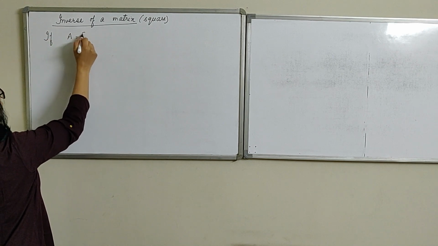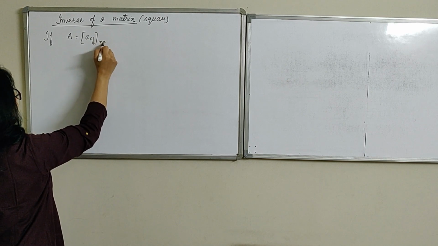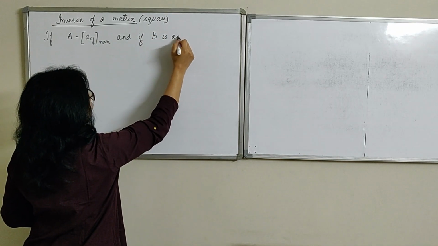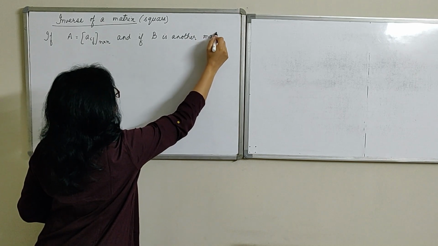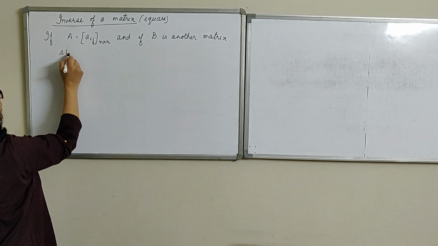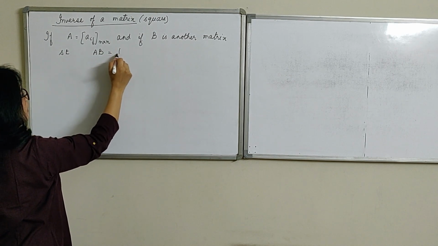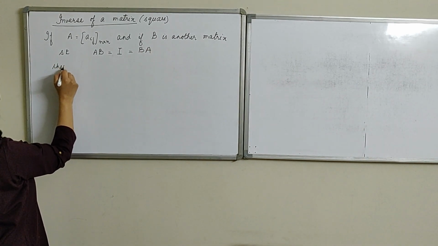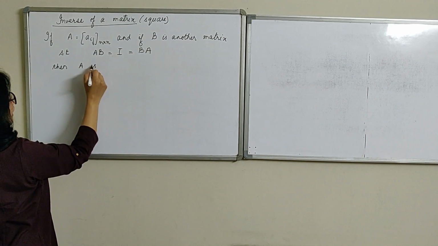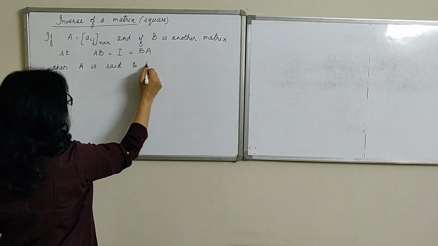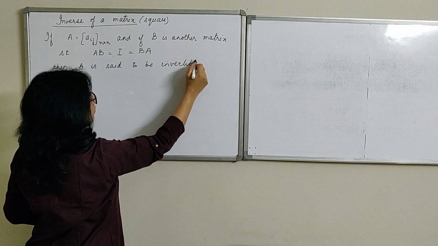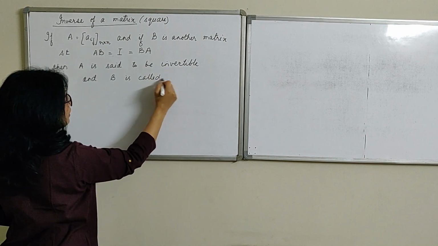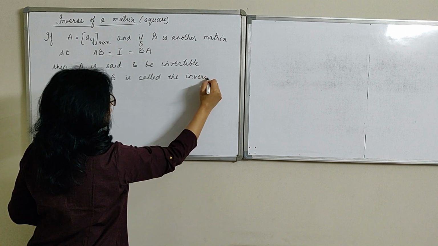So if A is a square matrix of order n, and if B is another matrix such that matrix A multiplied by matrix B is an identity matrix, which is the same as the product of B and A, then the matrix A is said to be invertible and matrix B is called the inverse of matrix A.